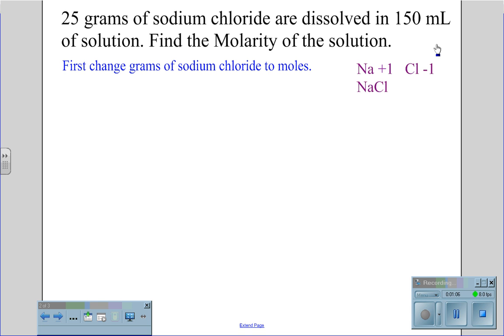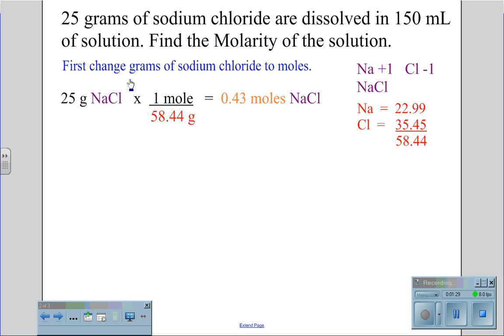formula for sodium chloride. Na is a positive 1 ion, chlorine is a negative 1 ion, giving us a formula of NaCl. And we will then find the molar mass of sodium chloride. Sodium is 22.99, chlorine is 35.45, giving us a molar mass of 58.44. Therefore, if we take the 25 grams of sodium chloride, multiply them by the mole ratio of 1 mole over 58.44 grams, we get 0.43 moles of sodium chloride.